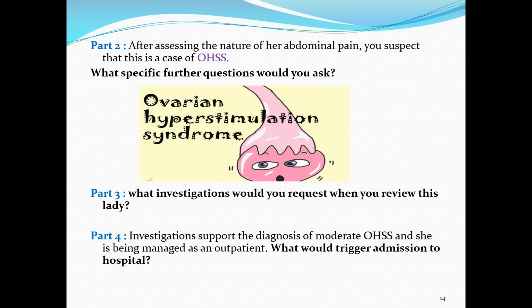I would tell her that if she has any trigger, if she has any red flag, then she will be admitted, and then we'll give her hydration with IV fluids, and also do her hematocrit and liver function test, kidney function test every alternate day, and also we'll give her pain relief. We'll give her analgesic and anti-emetic, and also VTE prophylaxis.